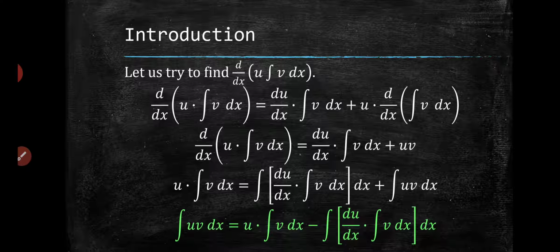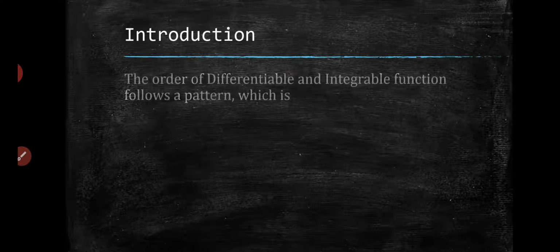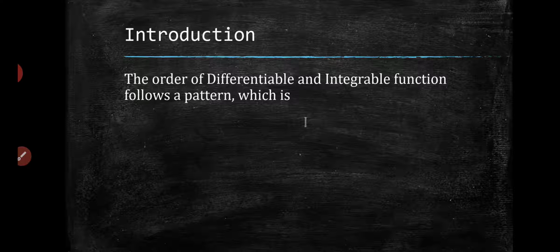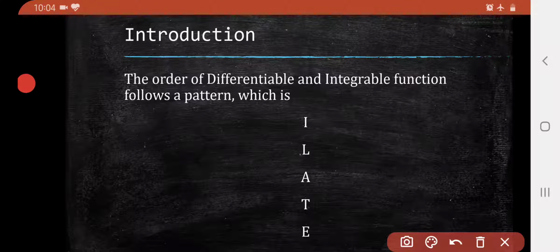Now obviously the function which is differentiable is also called the first function. The function which is integrable is also called the second function. Now there is a particular order of choosing the first and second function. Now the order is basically ILATE. In some different books you can see that L and I are sometimes exchanged. It is also written as LIATE. Now what does this stand for?